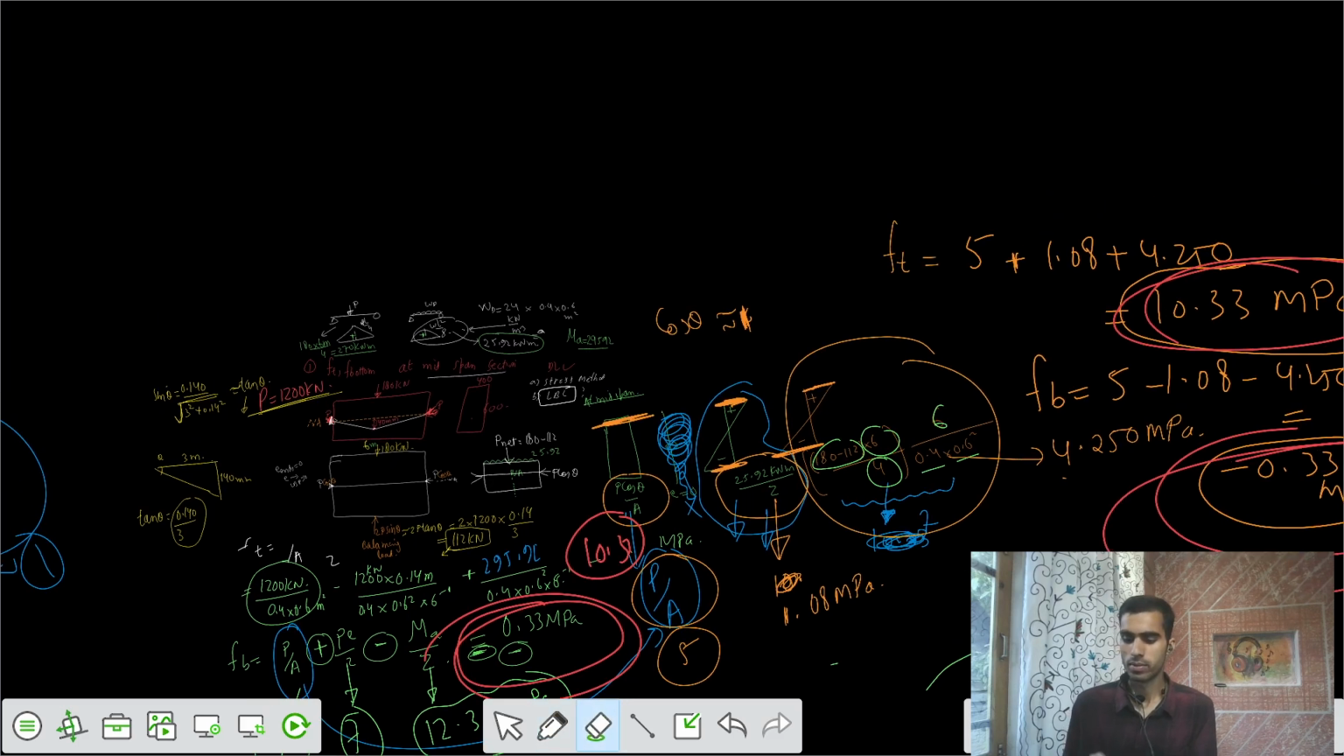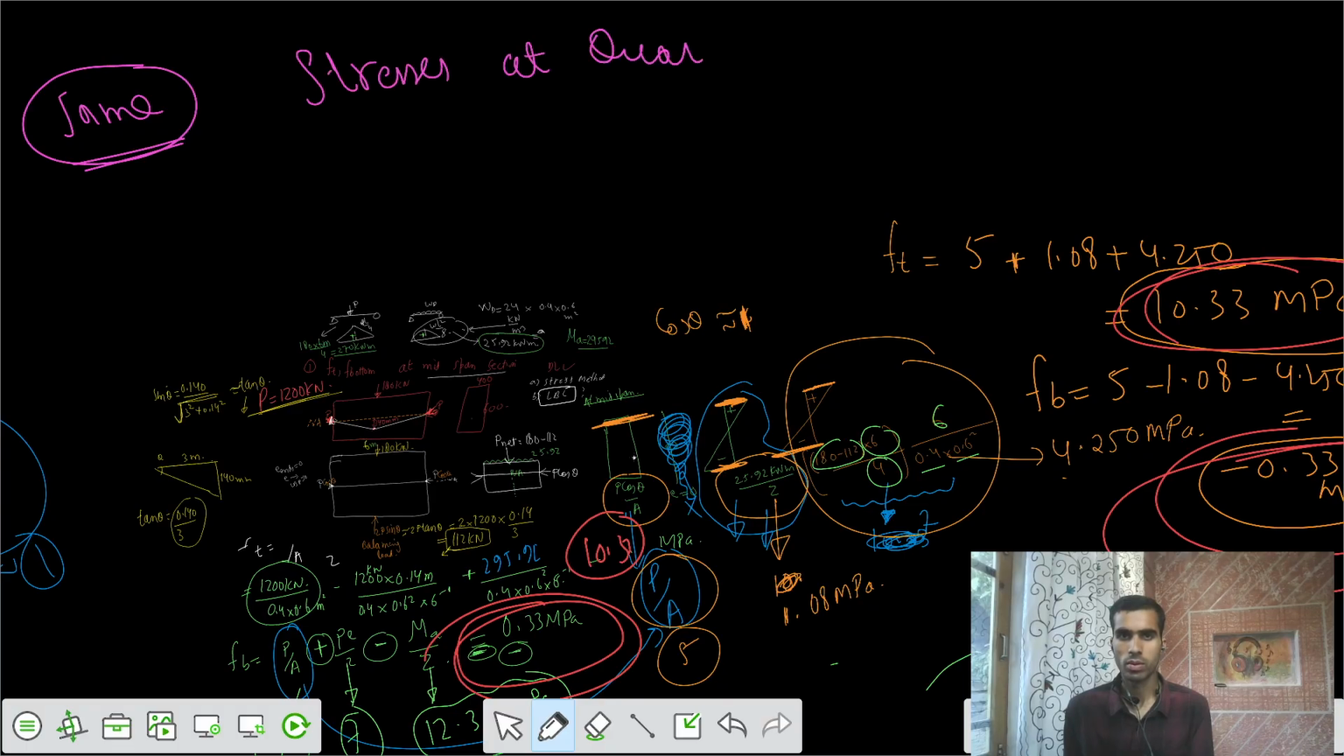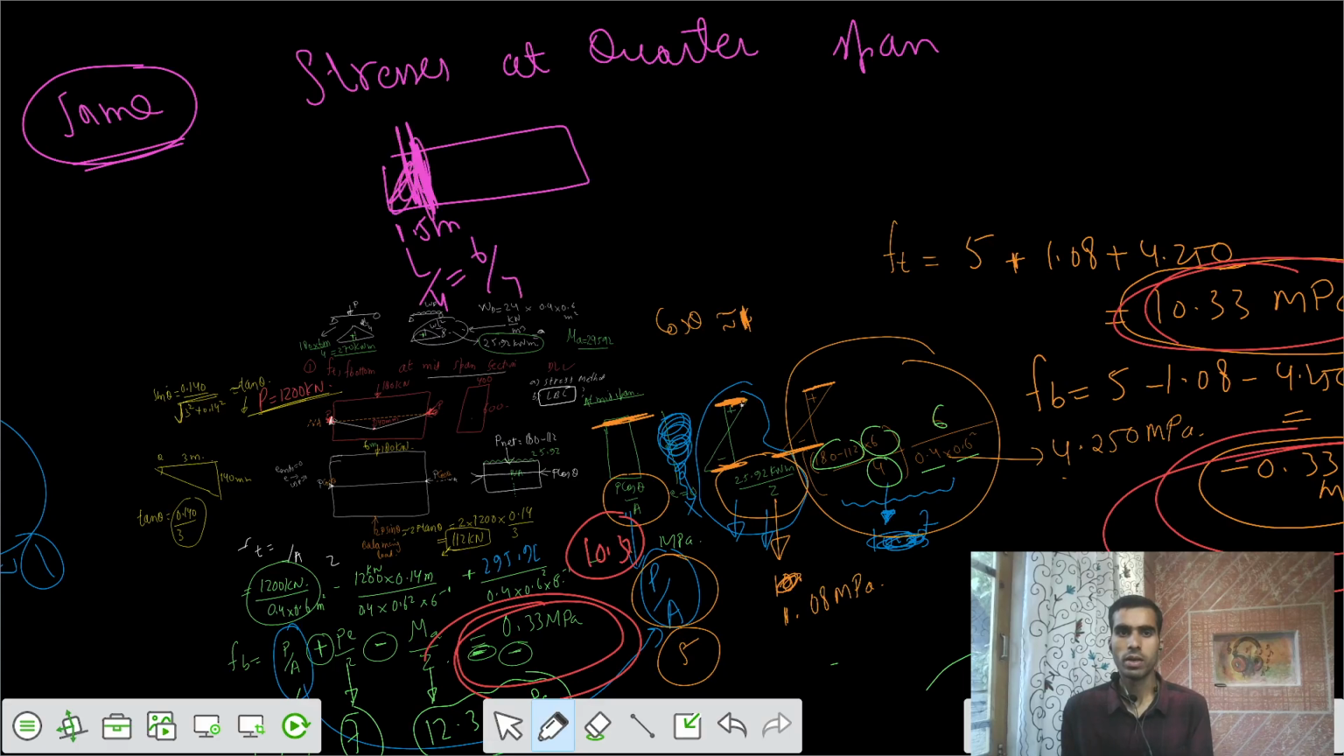So let's take the same problem, but we have to calculate the stresses at the quarter span. That means if the total length is 6 meters, we need to calculate at 1.5 meters, at this quarter span, L by 4, 6 by 4. At this section of 1.5 meters, we need to calculate the stresses.